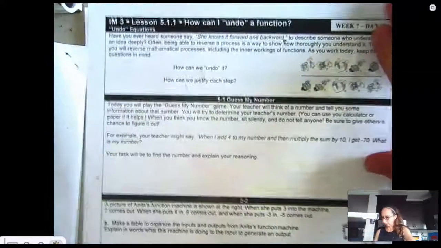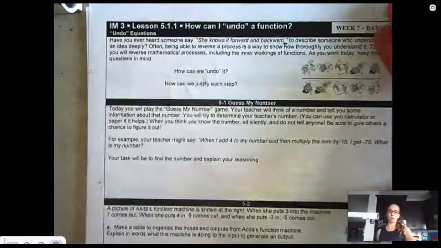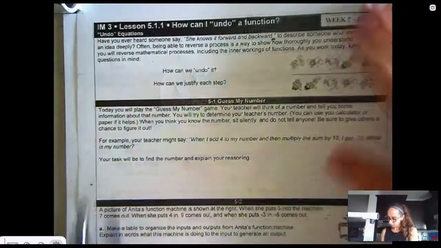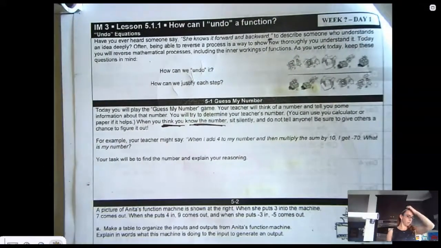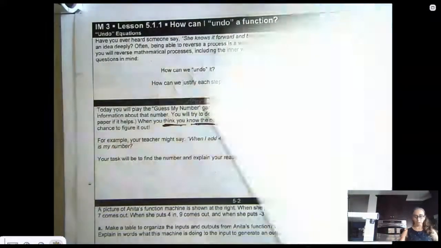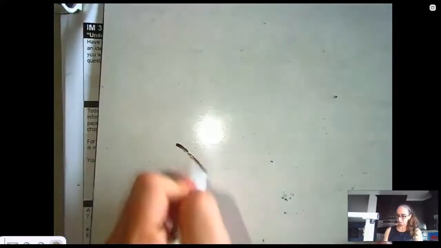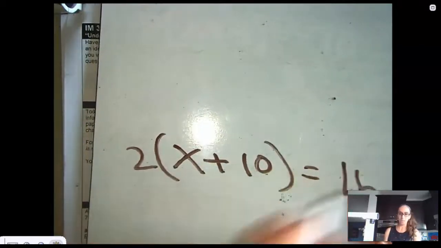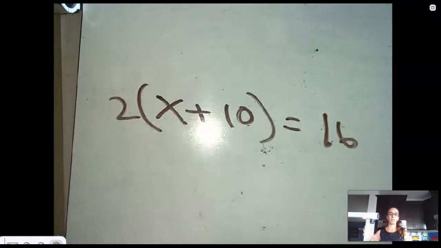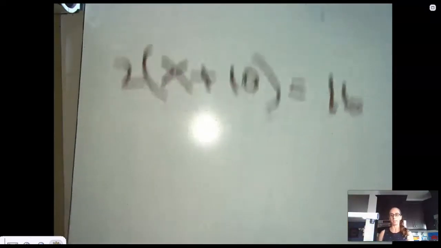So they're talking about undoing. So let me zoom in and see what's going on here. All right, we've got that basic introduction, blah, blah, blah, but let's look here. So you're going to think of a number. Okay, some of you go, well, that's a fun game. I'm thinking of a number. If I add 10 and multiply it by 2, my answer is 16. What's my number? And you guess and you guess. Well, that's what solving for x is.